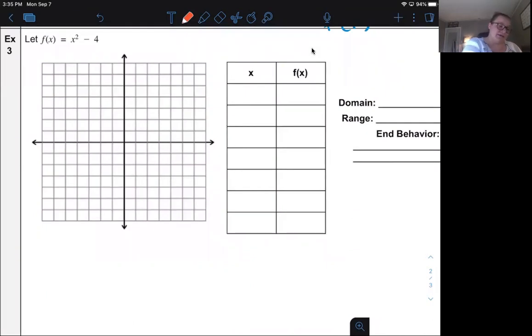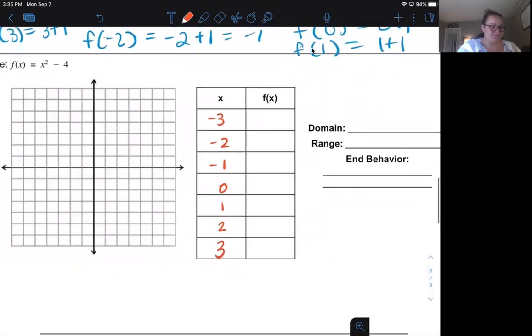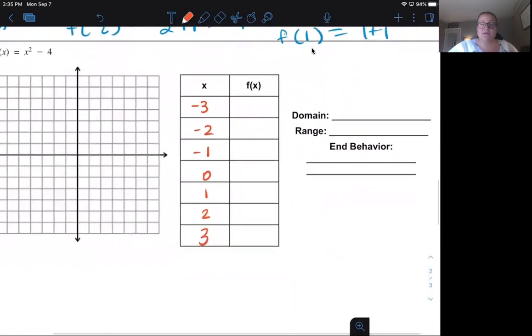I recommend that you still use -3 to +3. Plug those numbers into your function, get your outputs, and then plot your points on your coordinate plane. Don't forget to label your graph the way that you're supposed to in order to get full credit for graphs in your Algebra 2 class. Then discuss your domain, range, and end behavior. I'll give you some time to work on that on your own, and then you can check your work when you're done.